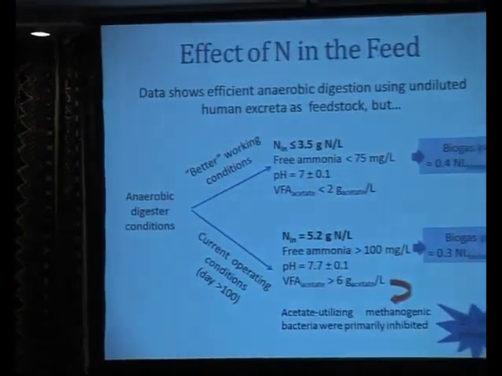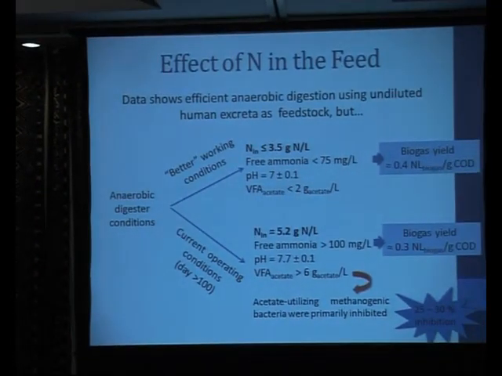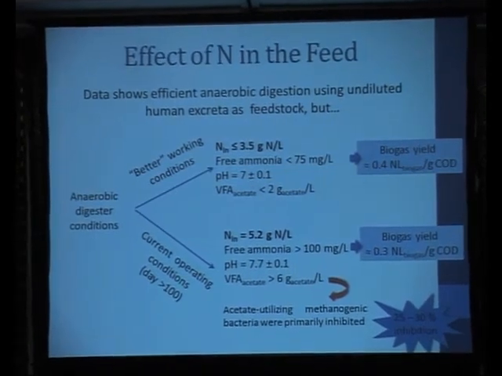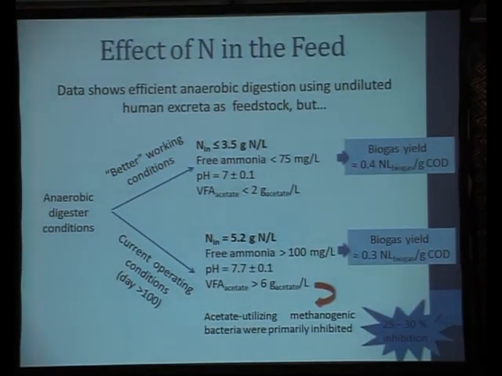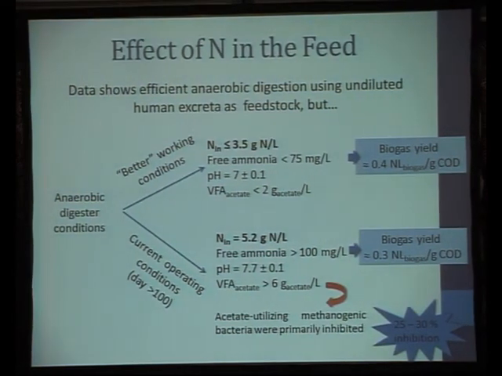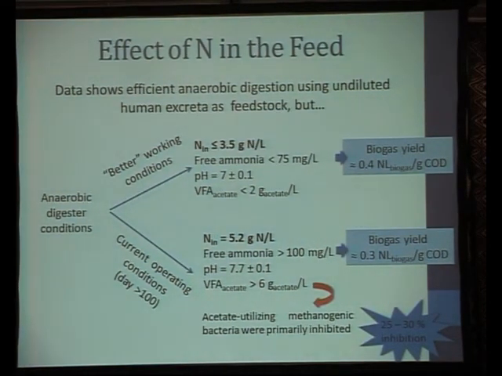At the higher nitrogen concentration, we see things happening. And again, this is ongoing, so those numbers may not necessarily be steady state, but we see something like 25 or 30% inhibition of methanogenesis. Mainly, we think, because of the increased acetate concentration and increased free ammonia that results from those conditions, which is above 100 milligrams per liter.